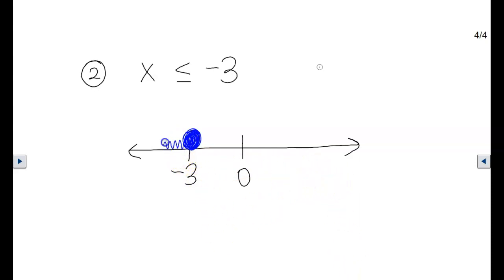So I would start here at negative 3, shade in that side, and then when I get to the arrow, shade that in as well, because I would need to show that that keeps going. And how far does it keep going? Well, it keeps going forever. And in math, when we need to say something goes on forever, we use the idea of infinity. So this would actually be a negative infinity, because we're going forever in that negative direction.